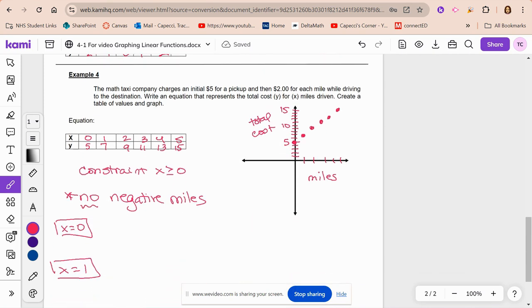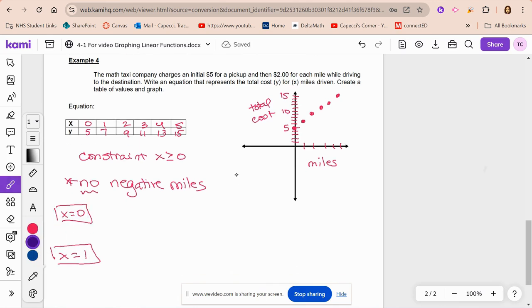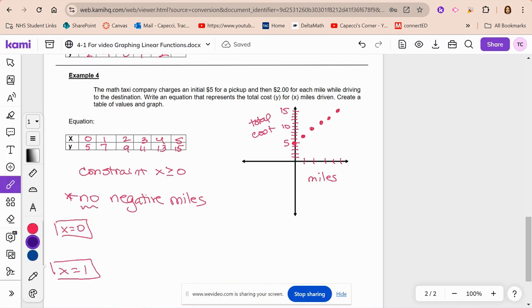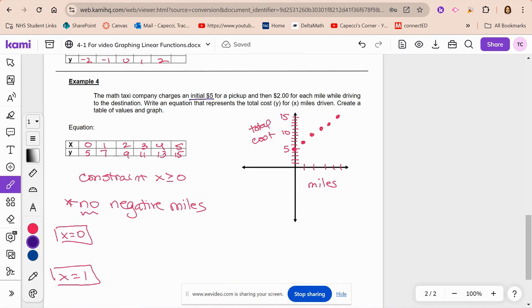All right, let's take a look at our example where we have a word problem now. Okay, it says the math taxi company charges an initial $5 for pickup. So that's important. And then $2 for each mile while driving to the destination. Write an equation that represents your total cost, which is y. So they tell us that our total cost is going to be y. So that's going to be our total cost. And x is going to be the number of miles. So I'm going to put that over here. x is equal to the number of miles.